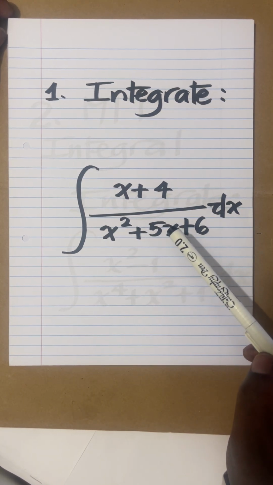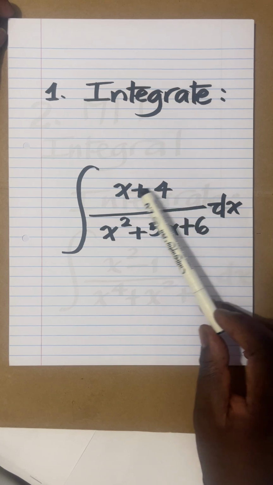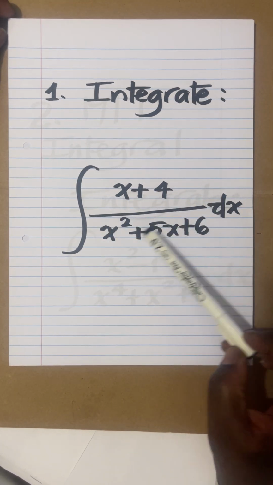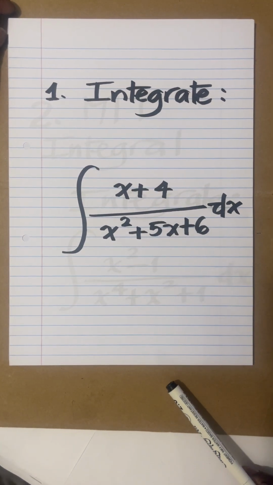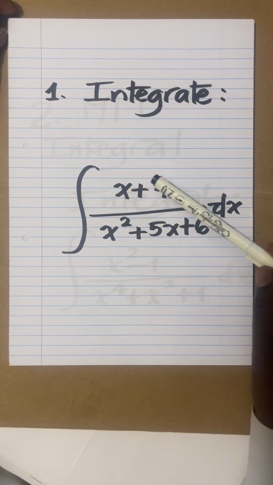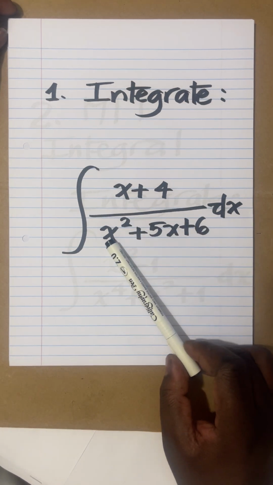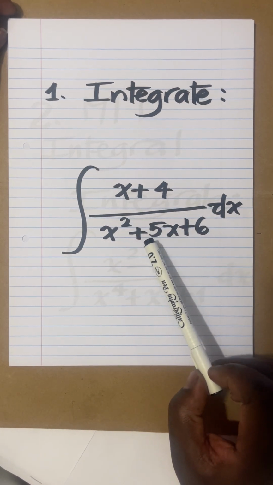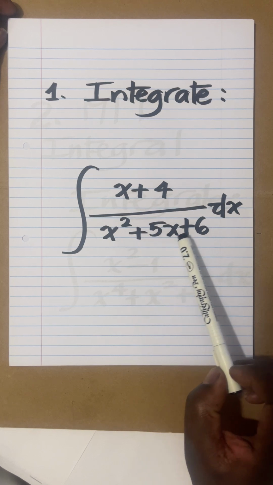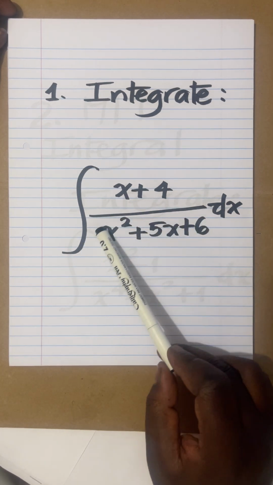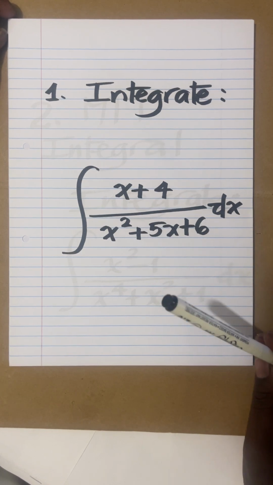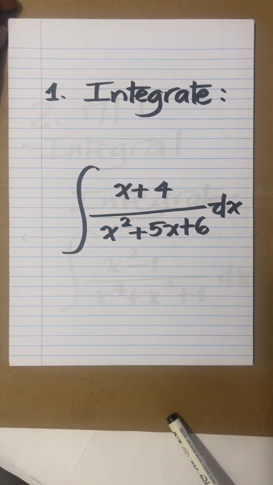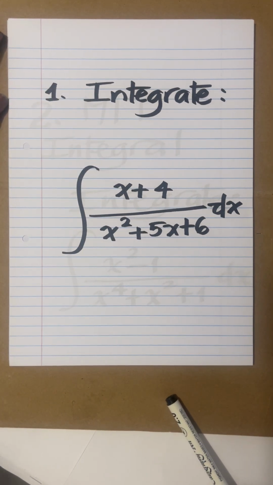If you remember, in one of the videos I did talk about a question where in the denominator you had a quadratic function and in the numerator you had a linear function, and I had to work on the numerator to produce the derivative of the denominator. Now in this case, the denominator can be factorized, but in that video the denominator could not be factorized, so I had to work on the numerator to be able to integrate it, of course using u-substitution.